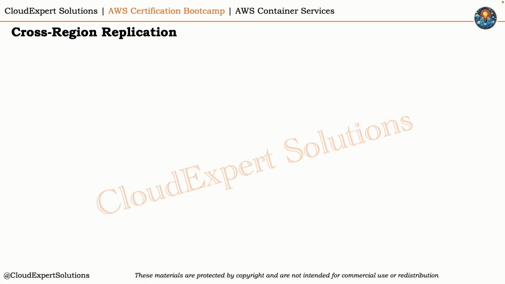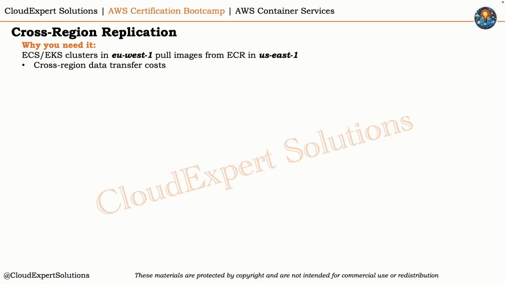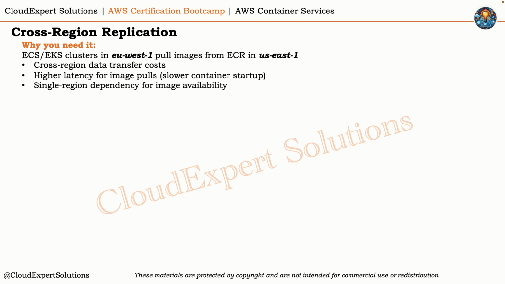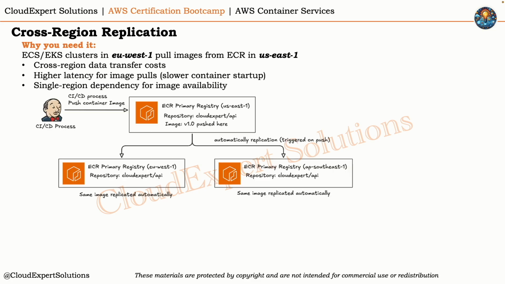Next is cross-region replication. Let's review why we need cross-region replication. If your ECS clusters in Europe and Asia are pulling container images from an ECR registry in US-1, you have 3 problems. First, cross-region data transfer cost. Second, higher latency for image pulls, which will make container startup slower. Third, dependency on a single region's ECR availability. Cross-region replication solves all 3.